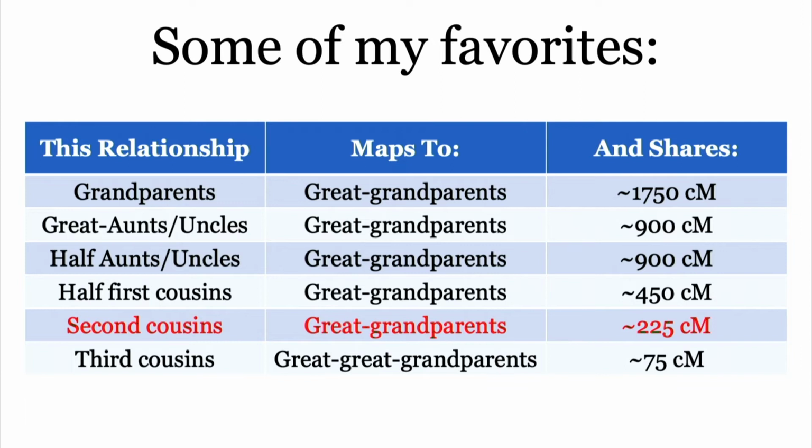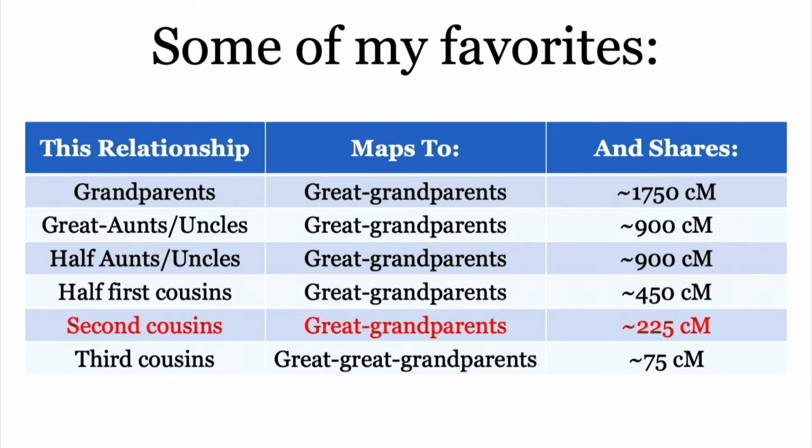Now, second cousins, half-first cousins, third cousins, these are all perfectly fine relationships. Also the same when we get to removed, right? So the child of a third cousin would be your third cousin once removed. That's perfectly fine to map as well.